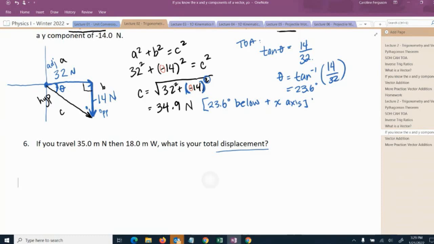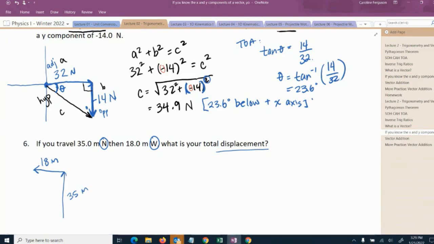Okay, this time though, the question is north and west. So you're not going to be stating it as below or above the positive or negative x-axis. So go ahead and draw these two vectors. You're going 35 meters north. And then from where you ended up, you're now going 18 meters west. And we want the total displacement.